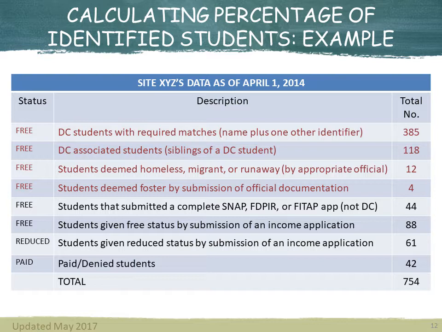And then you have your students that are identified free by income on an application, and then of course reduced and paid. So the only ones we're counting are those top four.